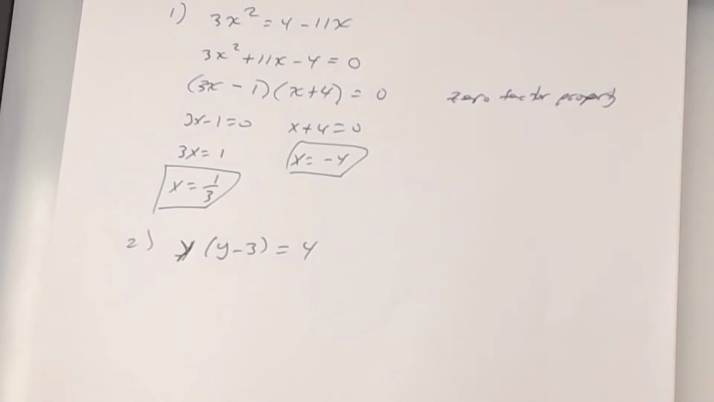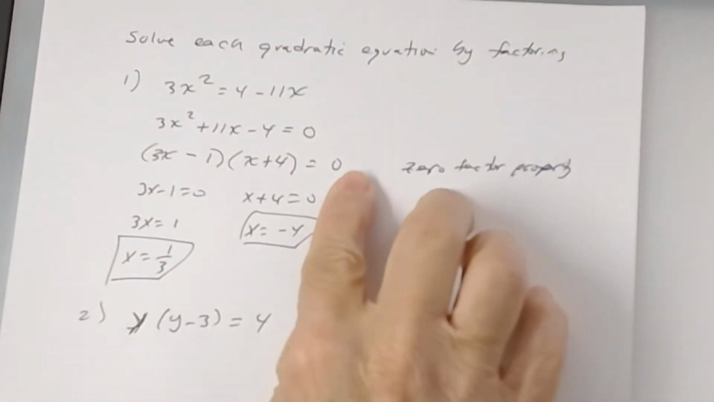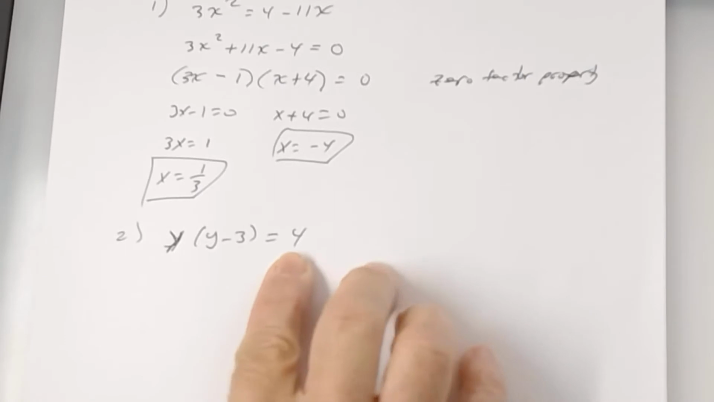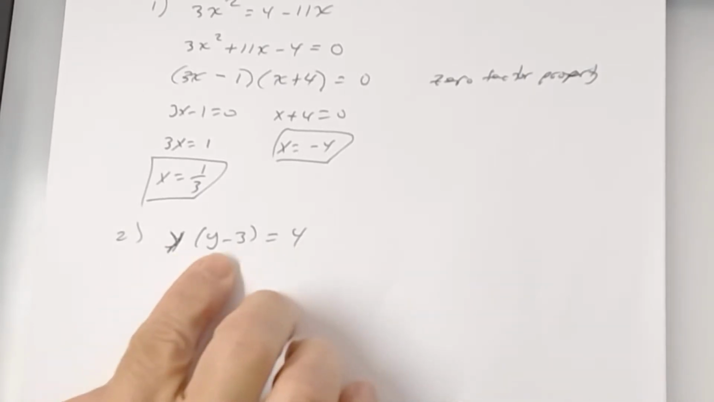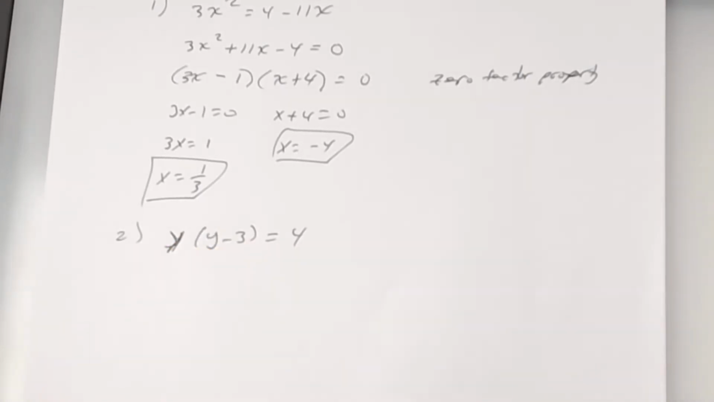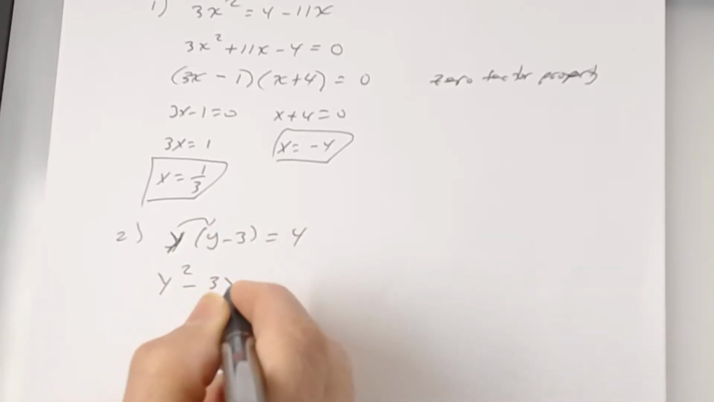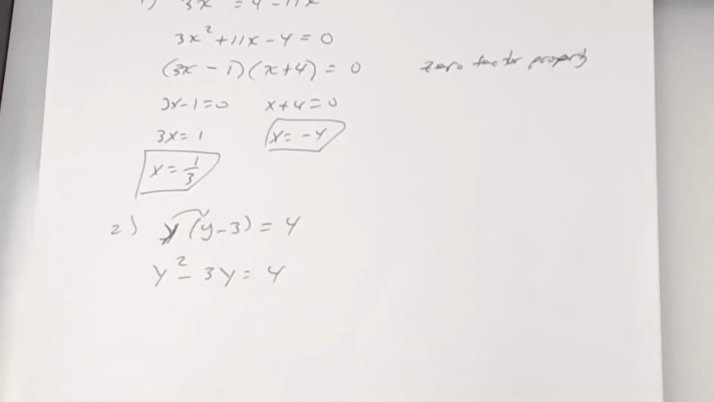The zero factor property says you've got to set each factor equal to what? 0, but you better have what on the other side? 0. I don't have that here. So I must do what first? Distribute first. So I get y squared minus 3y equal 4. All right, now what's the next step?